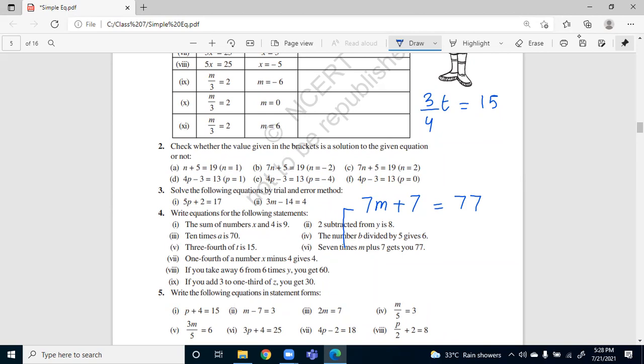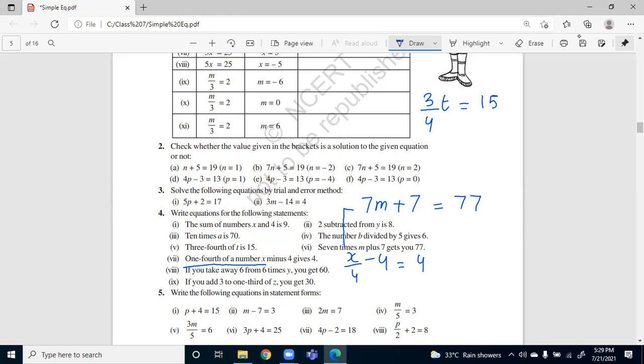Ma'am, can I tell the answer of the seventh one? Yes. Ma'am, the answer is x by 4 minus 4 is equal to 4. You are correct. So 1/4 of a number x, what does it mean? x upon 4. Minus means subtraction. 4 gives means equal sign 4. So 1/4 means 1 by 4 of a number x. If I multiply 1 by 4 with x, it is x by 4.